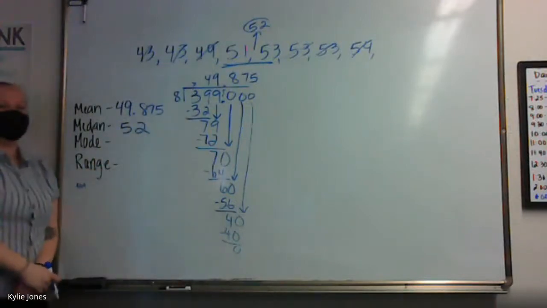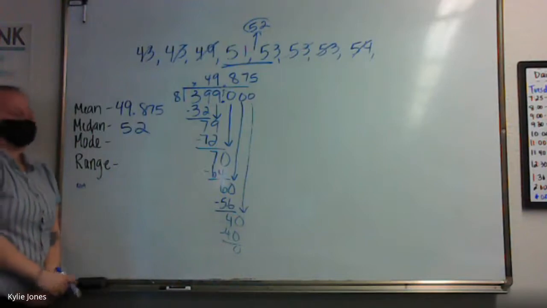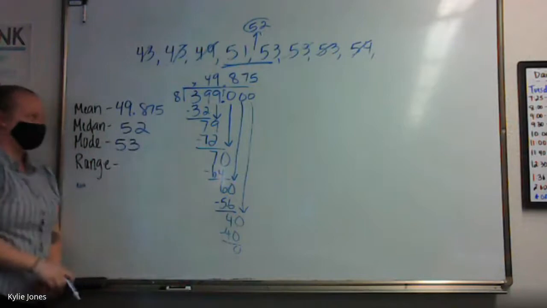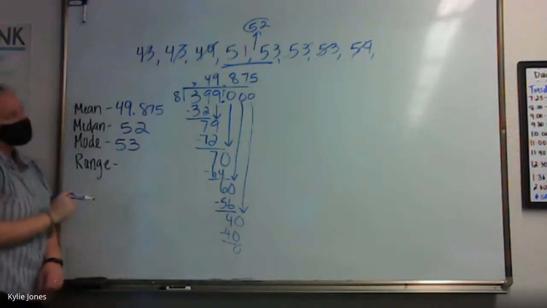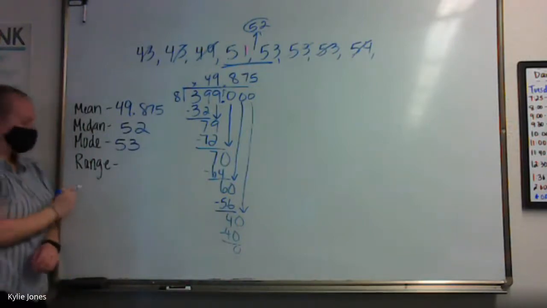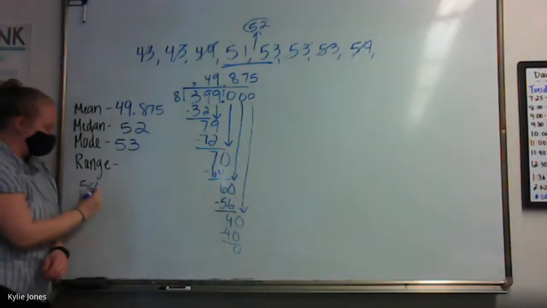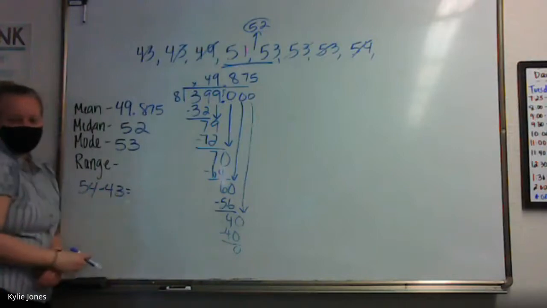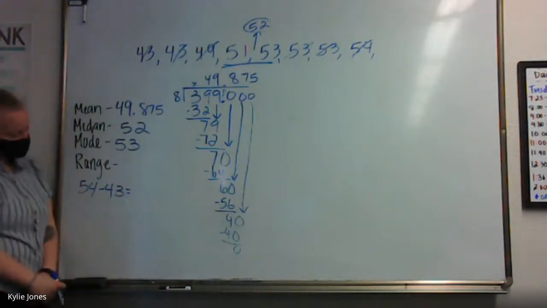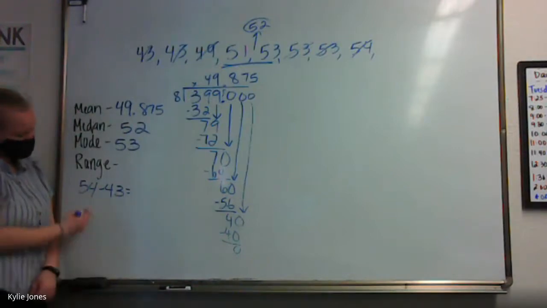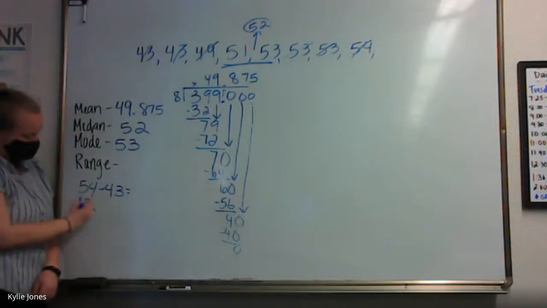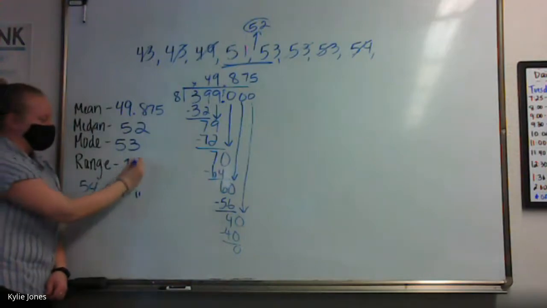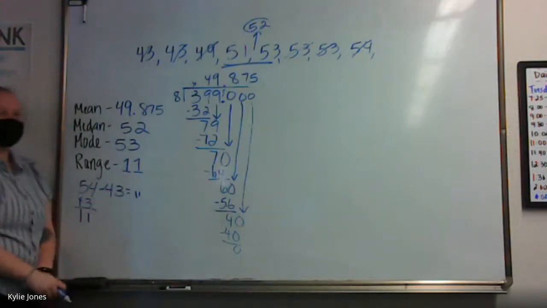Awesome. What's the mode? What happens the most? 53. And our range is what? What do I do? 54 minus 43. Good. 54 minus 43, which is not 12. 11. So the range is 11.